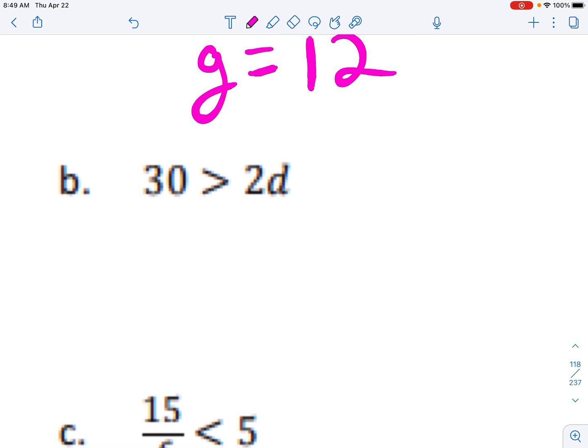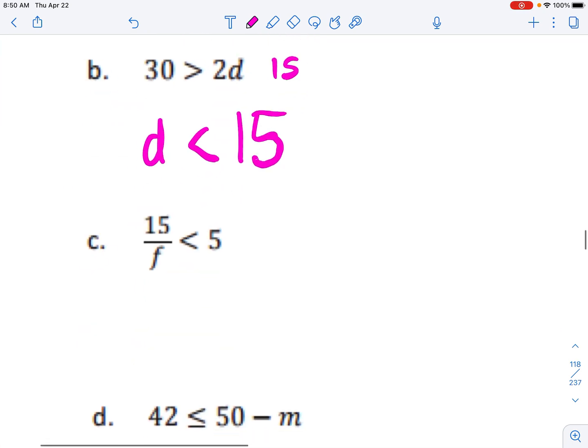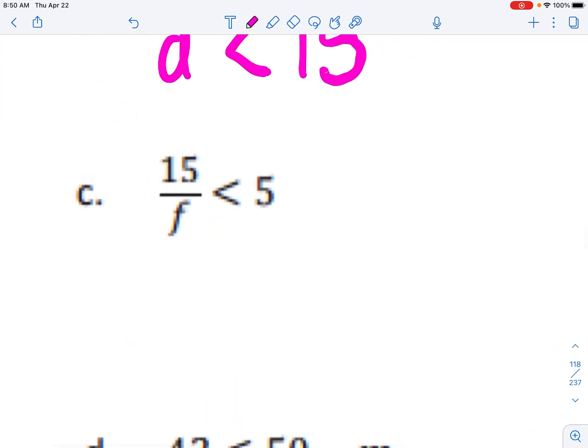30 is greater than 2D. Okay? Now, 2D has to be less than 30. So the biggest number that it can be is 14, okay? Or 14.9, but it can't be 15 because 2 times 15 is 30, and 30 is not greater than 30. So our answer here would be D is less than 15. It can't be 15, so it has to be less than 15. Let's look at letter C.